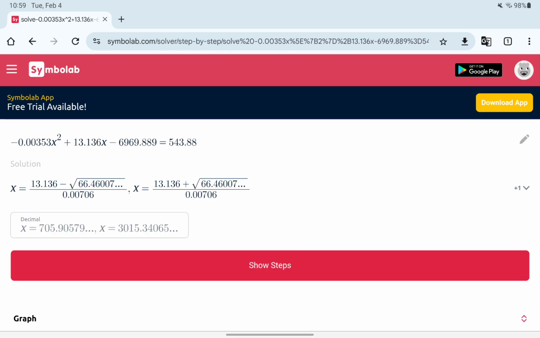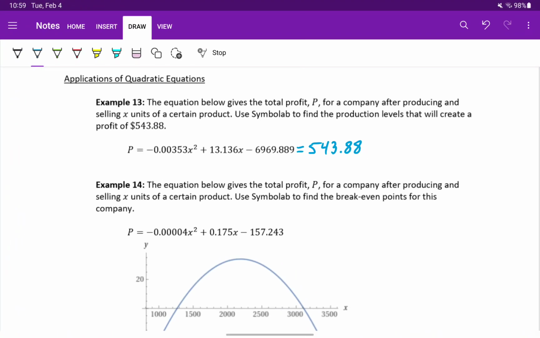It's going to give us two exact answers involving square roots, but then under that we'll see two decimal approximations. Since we're talking about units produced, we want to go ahead and round those to the nearest whole number, meaning the production levels that would yield this desired profit would be either 706 or 3,015 items. Units.